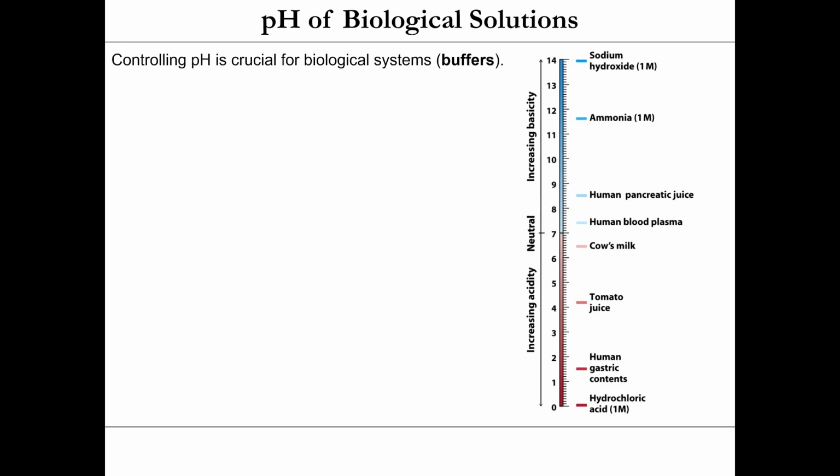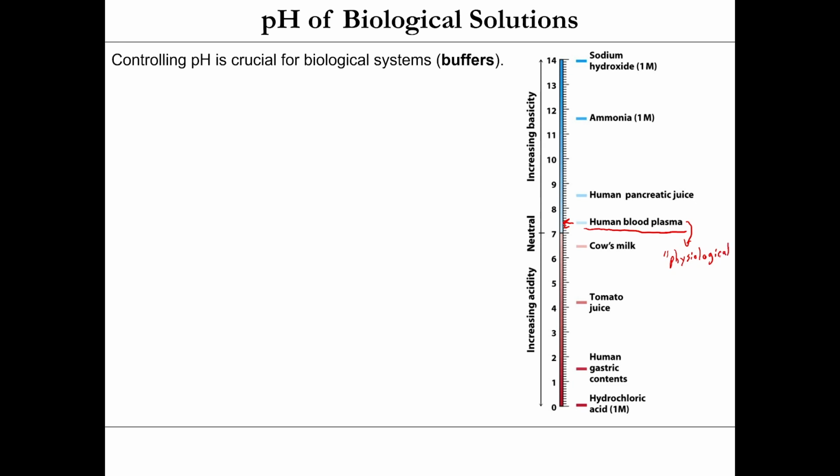And of course, I mentioned pH is an important factor of biological solutions, and controlling pH is crucial for biological systems. So buffers are chemical compounds that are able to control or regulate the pH of a solution. And you'll see from this chart here some pHs of biological solutions. So just starting in the middle, human blood plasma is around pH 7. So when we talk about physiological pH, oftentimes we're just talking about blood plasma, pH 7, because that's mostly what your body is made up of.